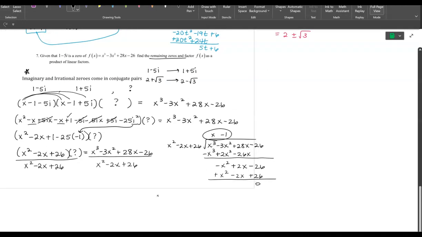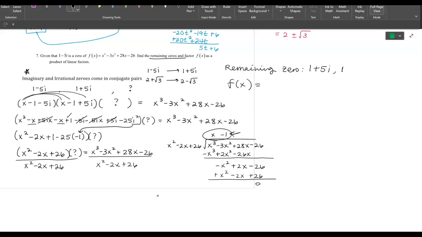So to find the remaining zeros, the first remaining 0 we found very quickly after we knew that imaginary zeros come in conjugate pairs. So if 1 minus 5i was a 0, then 1 plus 5i was a 0. The last remaining 0 is 1, because this factor of x minus 1 gives us 1 as a 0. So f of x written as a product of linear factors will be the first two factors that we already knew, and the last factor that we had to find using division.